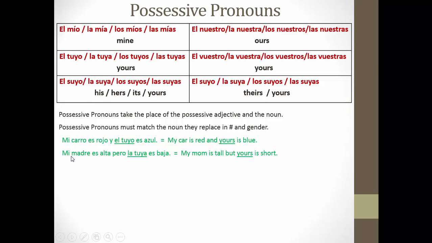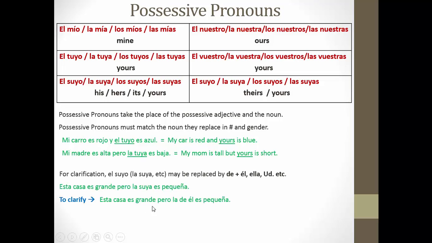Let's look at number 2. My mom is tall, but yours is short. When I say yours, I'm talking about your mom. So I need the feminine singular way to say yours, la tuya. In Spanish it reads, mi madre es alta, pero la tuya es baja. So really the only difference in Spanish, the only written difference between a long possessive adjective and a possessive pronoun is the use here of this definite article.